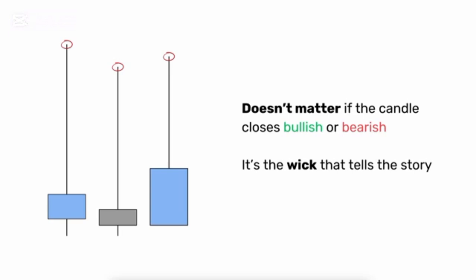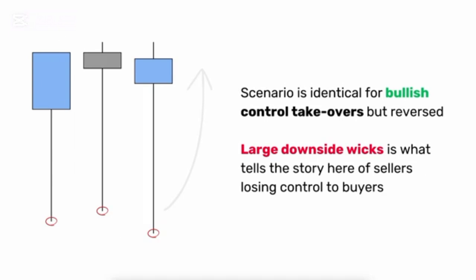Now, in terms of the candle body, it really doesn't matter if the candle closes bullish or bearish. So whether it's red or green or blue and gray in my instance, it doesn't matter, because it's the wick that tells the story. And just to show you, this scenario is identical for bullish control takeovers, but it's reversed, okay? So large downside wicks are what's telling the story here of sellers losing control to buyers. Once again, the candle body color doesn't matter. It's the wick that gives us the information.